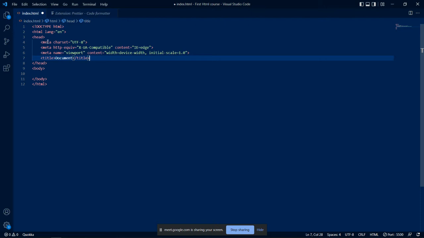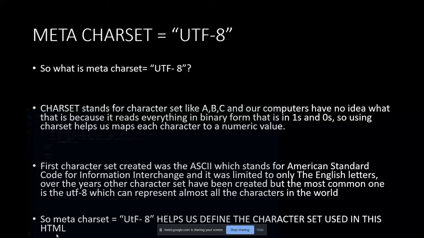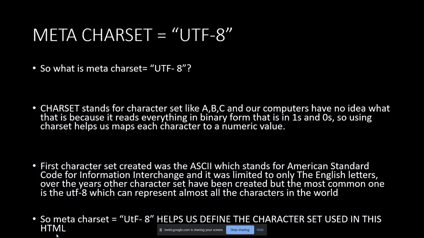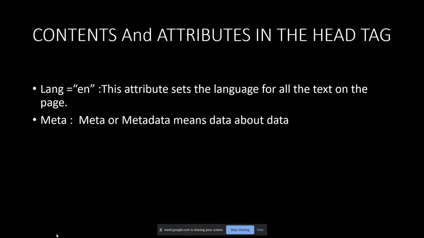Anyways, we have a bunch of other information here: meta charset, meta http, and so on. Let's start with the first one on line 4, meta charset UTF. Meta basically means information within an information, data of a data. That's what metadata is all about.